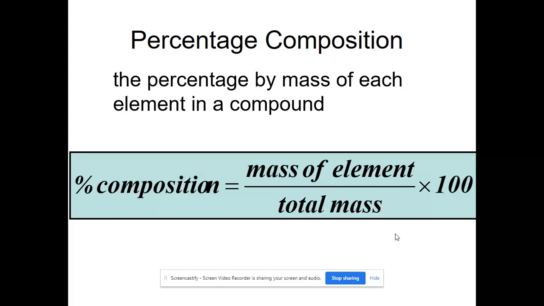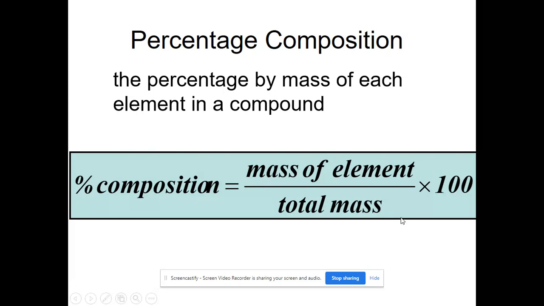So here you will have the mass of your element, which will either be something that's been measured experimentally over the total mass of your sample, or you will have the mass of your element based on the formula over the molar mass of the compound.